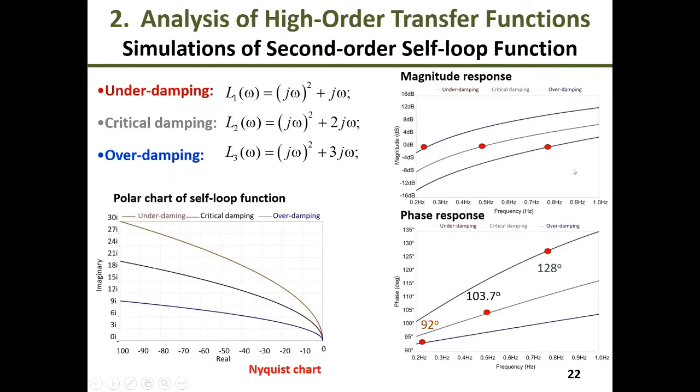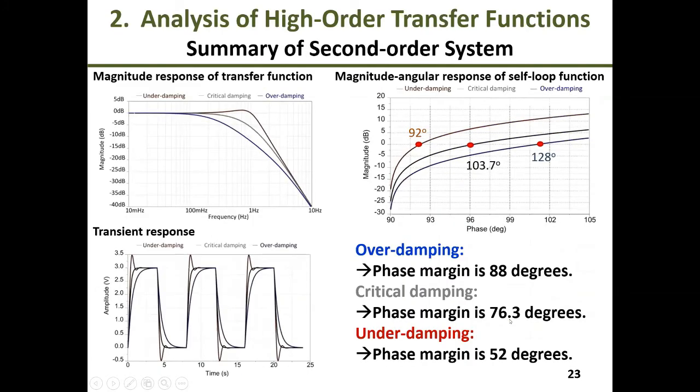Now let us show the Bode plots of the loop gain function. In case of critical damping at the unity gain of the phase margin, we can see the phase is 103.7. It means that the phase margin in the critical damping is 76.3 degrees. The simulation result is the same as the theoretical analysis. And you can see in time domain, the overshoot occurs. It's very high.